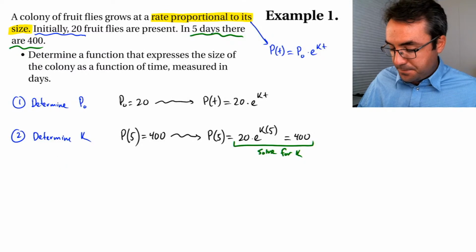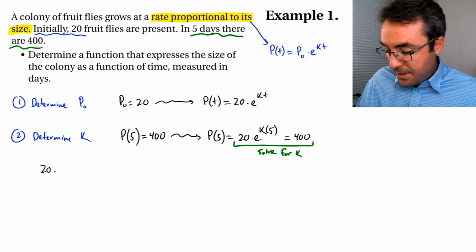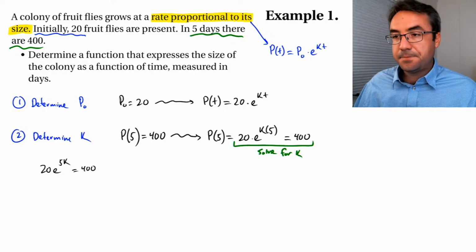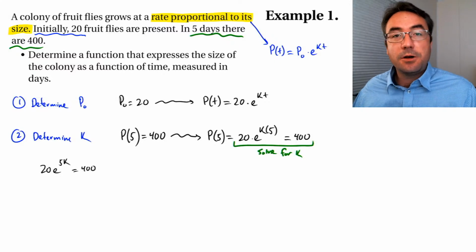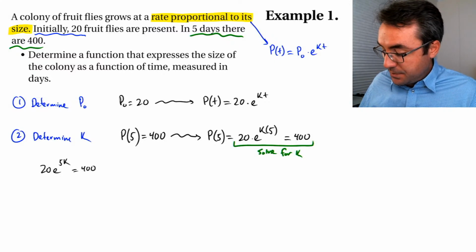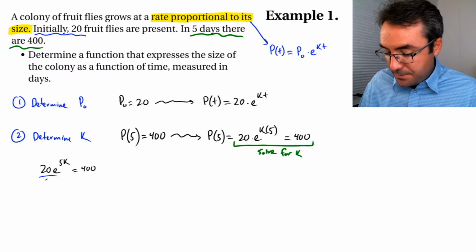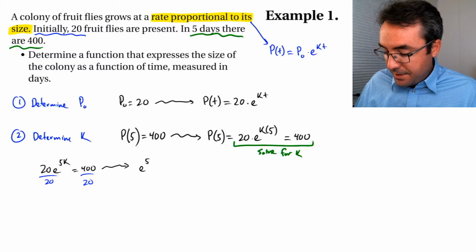20 e to the 5k is equal to 400, and we want to solve for k. So we first have to get the exponential term all by itself. So we're going to divide both sides by 20. When we do that, we get e to the 5k is equal to 20.